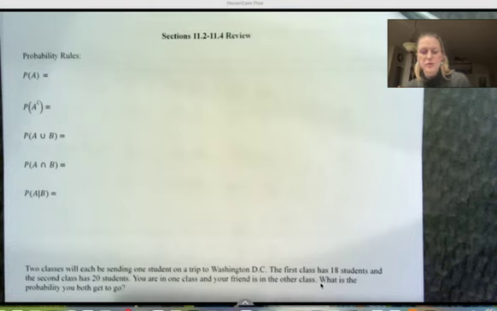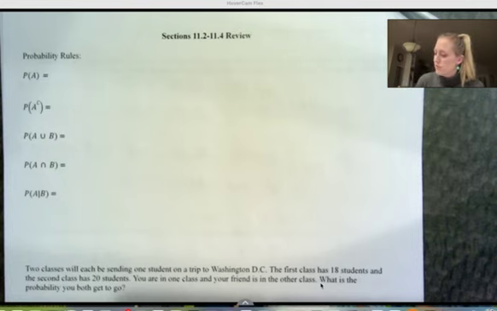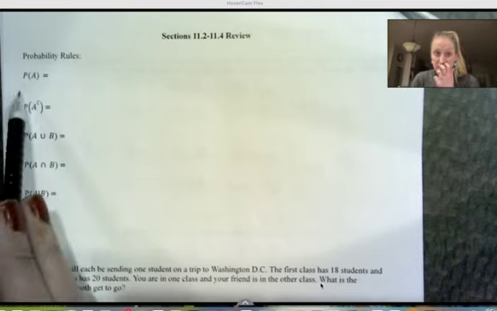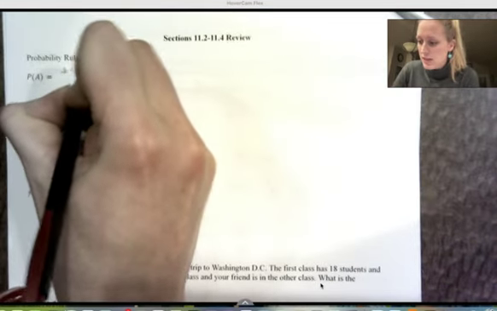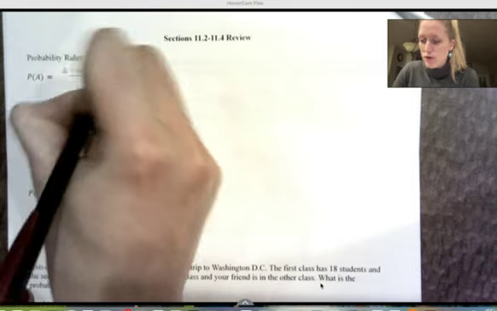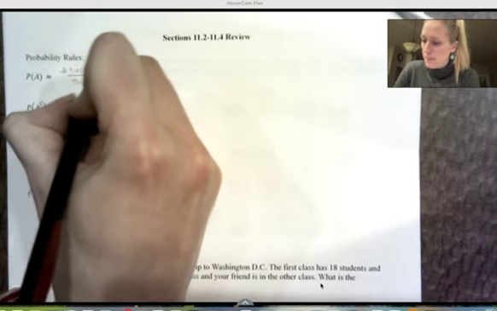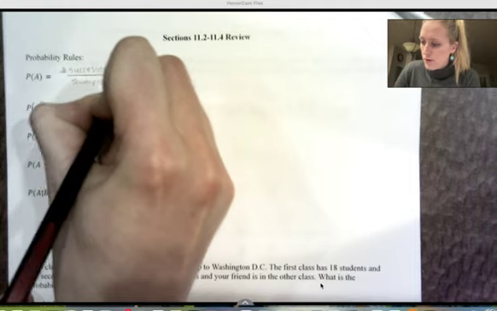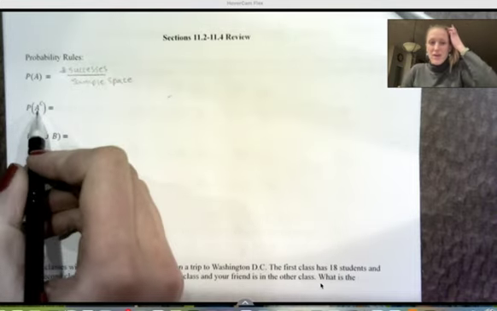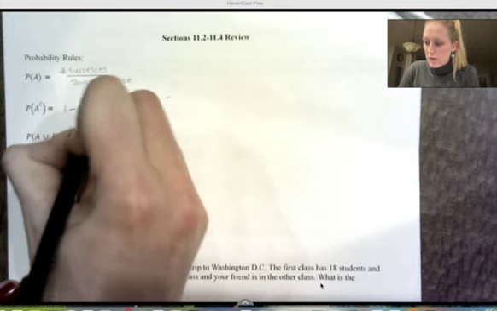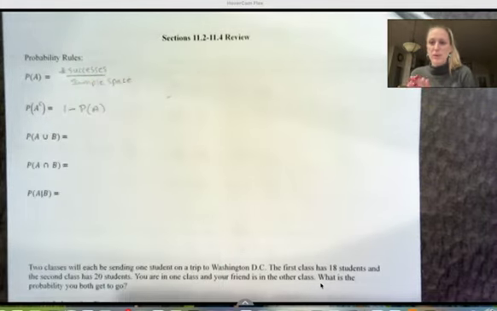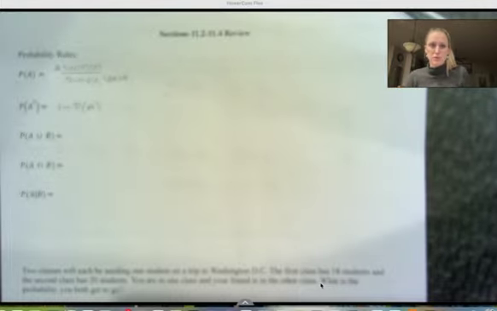In this video, I'm just going to review some of the different formulas that we've learned for calculating probabilities. If you were just asked to find the probability of an event, remember probability is the number of successes over the sample space. And the probability of the complement of an event is 1 minus the probability of the event, because the event and its complement must add up to 1.